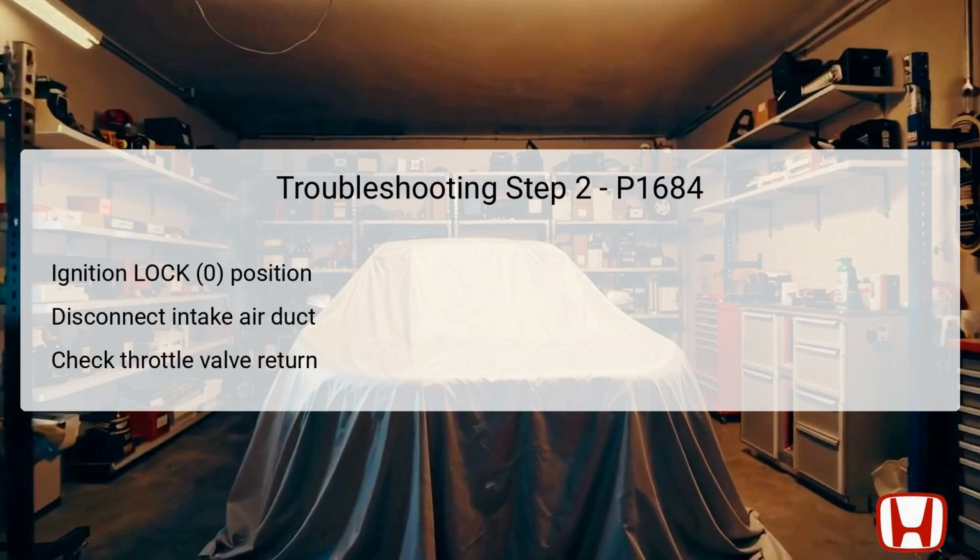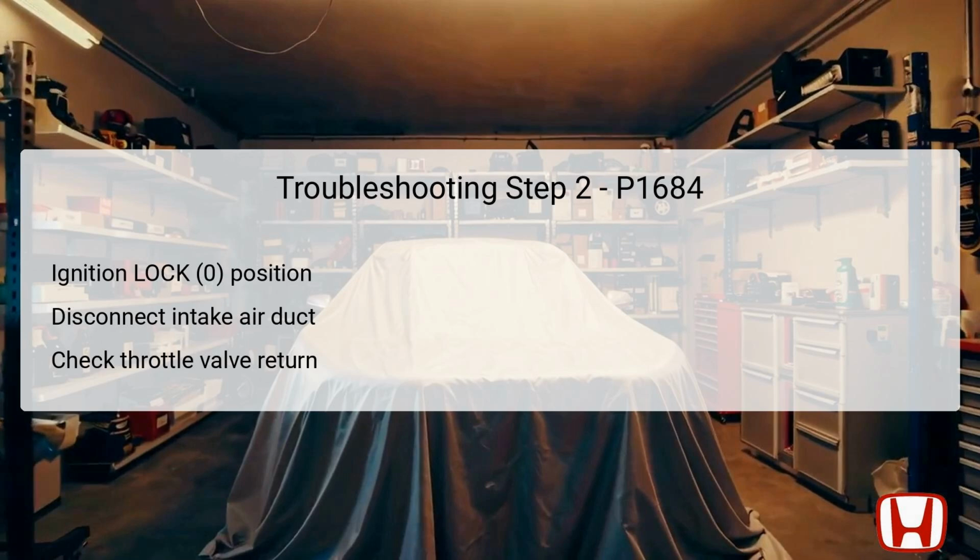For troubleshooting step 2, turn the ignition switch to the lock, 0 position, or switch off by pressing the engine start-stop button. Following this, it's essential to disconnect the intake air duct from the throttle body to prevent any airflow obstruction during inspection. The technician should then manually push the throttle valve open to check its functionality. Once the throttle valve is released, it must be observed closely to determine whether it returns to its original position.